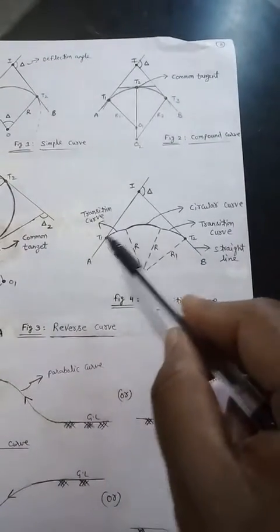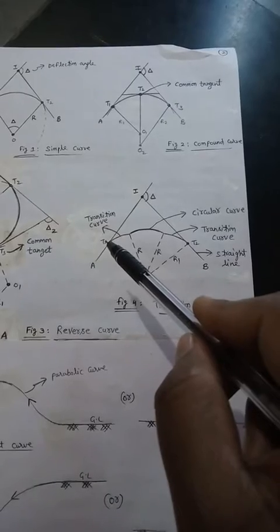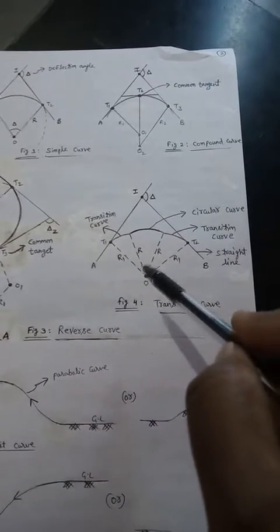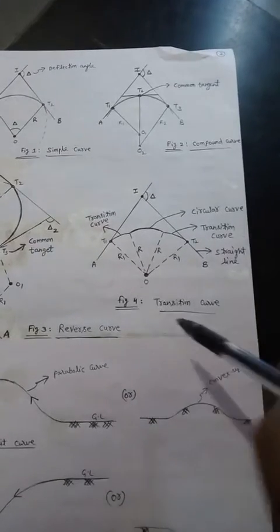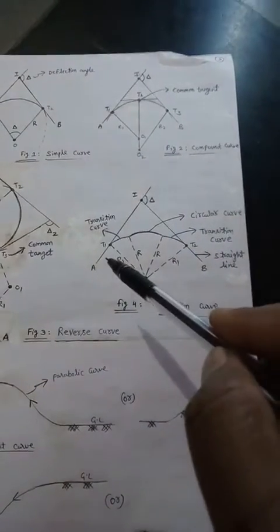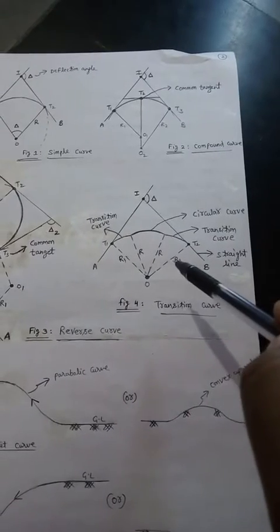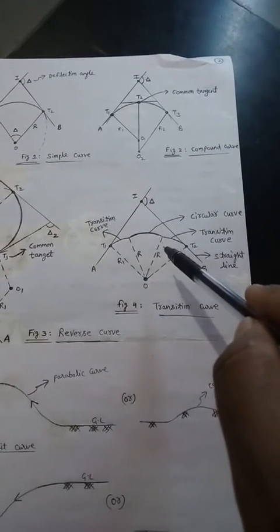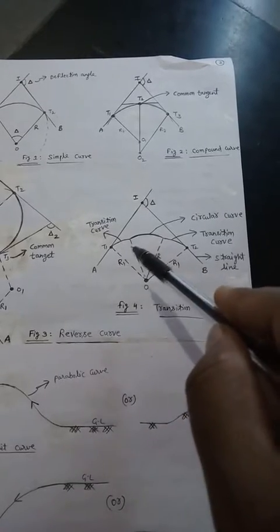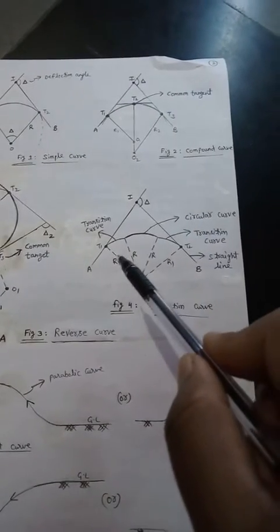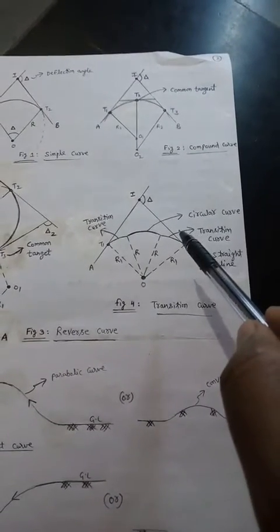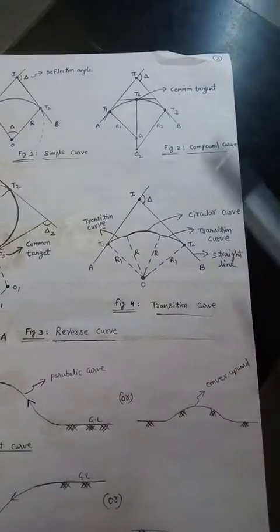I will show in figure this. So this is a transition curve. This is a curve of constantly changing radius. So there are different radii, or variable radius, then it is known as transition curve. A curve of constantly changing radius introduced between a circular arc and straight is known as transition curve. So once again, a curve of variable radius is known as transition curve.